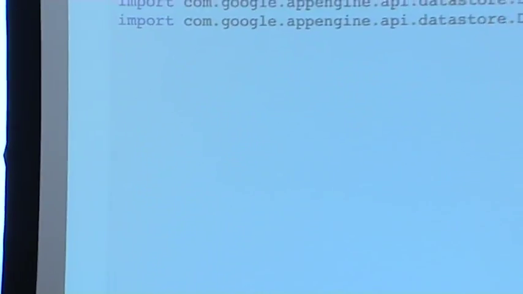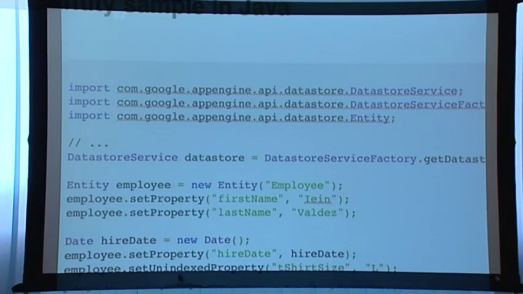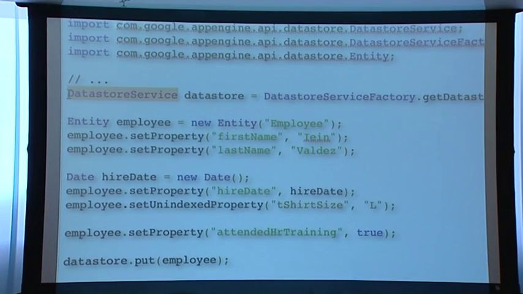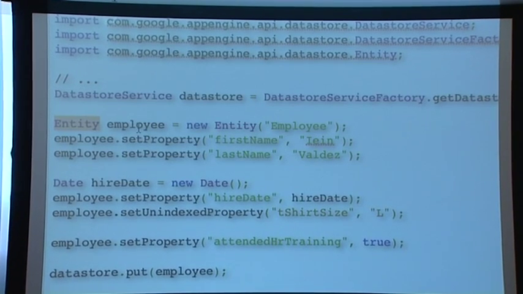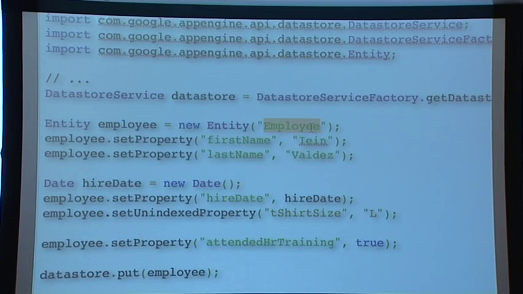So let's walk through an example of how we would write an entity in Java. I'm going to try to zoom in here so we can actually see some of this. The first thing we do is import our data store service and factory, and an entity. We then instantiate the data store service right here, which is what allows us to store the data. Then we create an entity, and we call it employee. We say we want a kind of employee. So this is the kind right here.